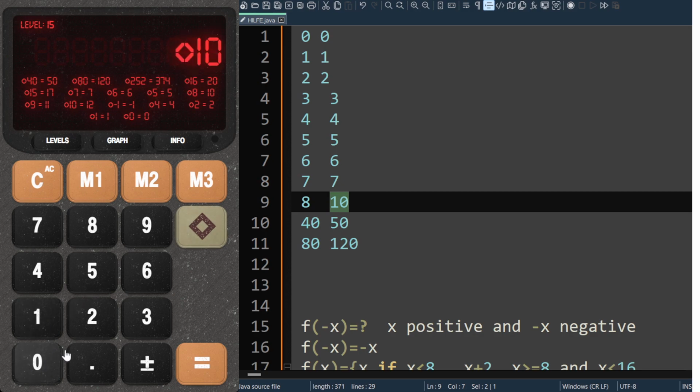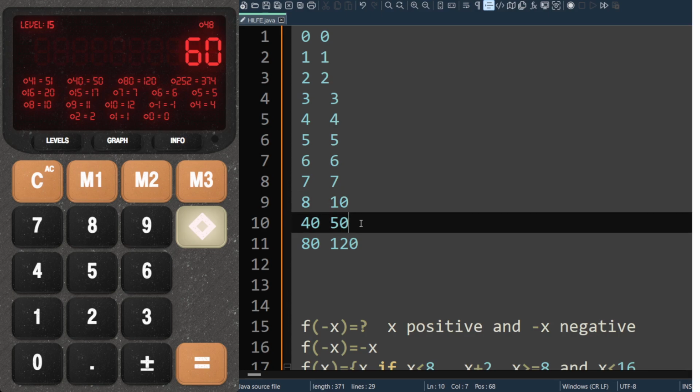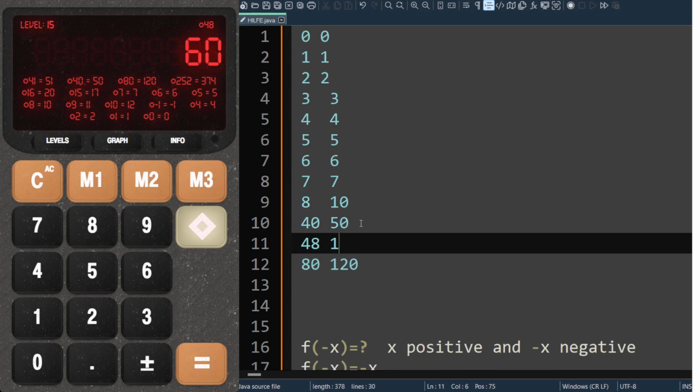What happens if we type in 10? It's still 12. What about 41? F of 41, from my assumptions, it should be 51. What about f of 48? We get an increase of 12. So f of 48, and we get an increase of 12.